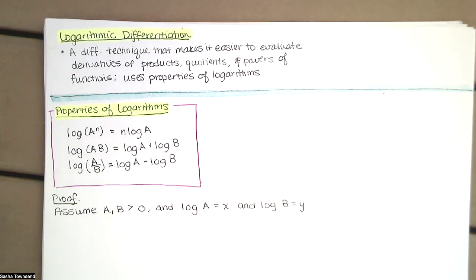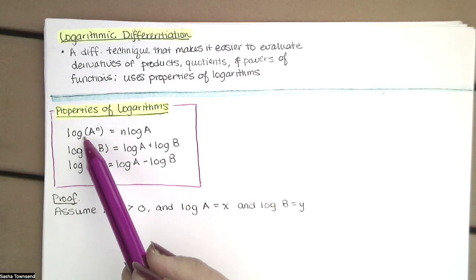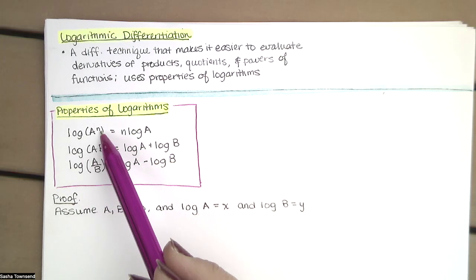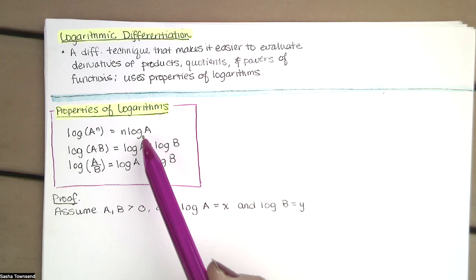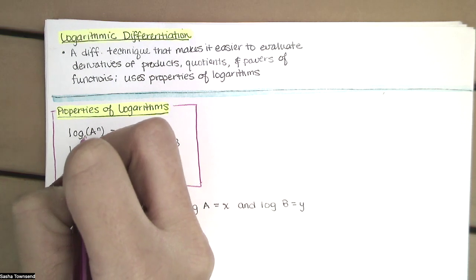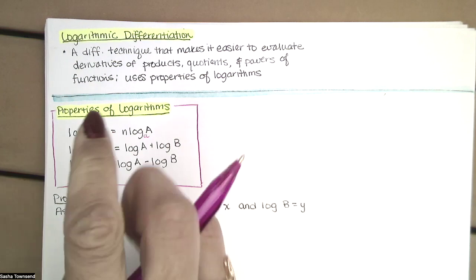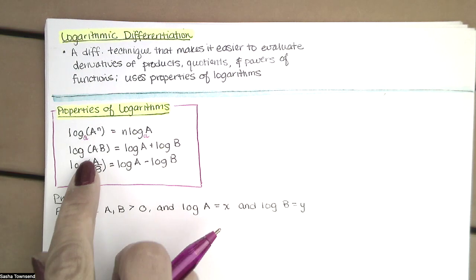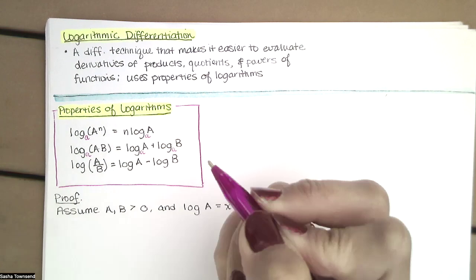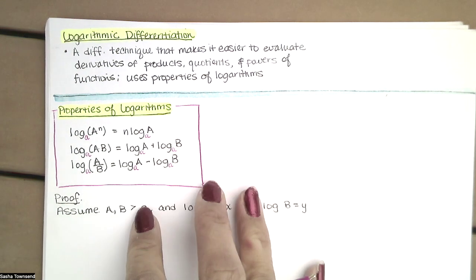Now these identities, these properties, are true for any base. When there's no base listed here, it's an implied 10. So this would be log base 10 of A to the n equals n times log base 10 of A. But technically these could be any log. So I'm going to write log base a of A to the n equals n times log base a of A. I'm using capital A inside the parentheses and lowercase a for my base. I'm going to use lowercase a there and there and there and there and there and there. So this will work for any base.